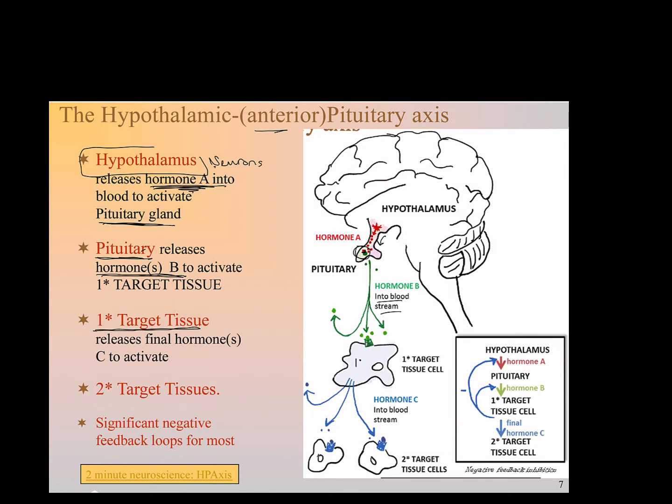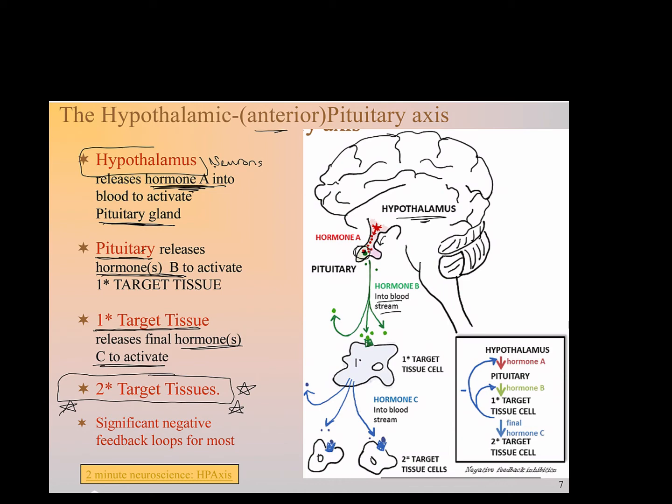That primary target tissue is now going to release a third hormone, hormone C. Hormone C then goes through the bloodstream and hits our final or secondary target tissue, which has whatever major physiological effect we wanted it to have. And so you're going to see this little pathway for every single one of these hormones that we're going to look at.